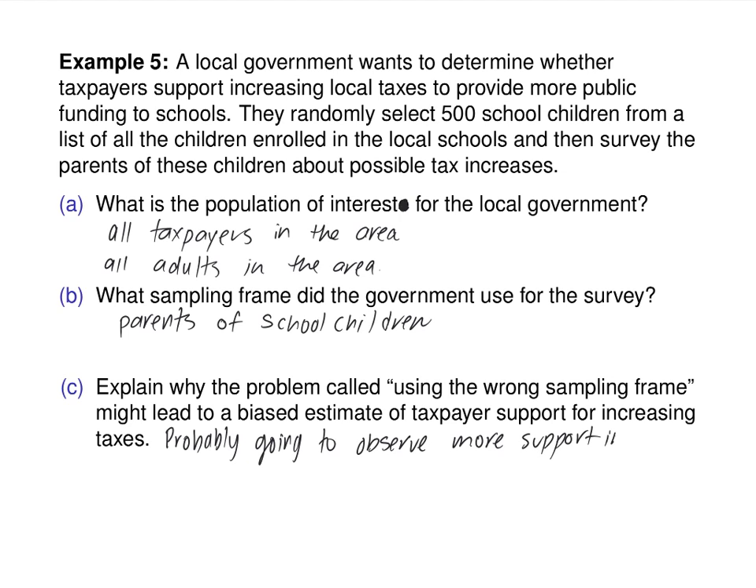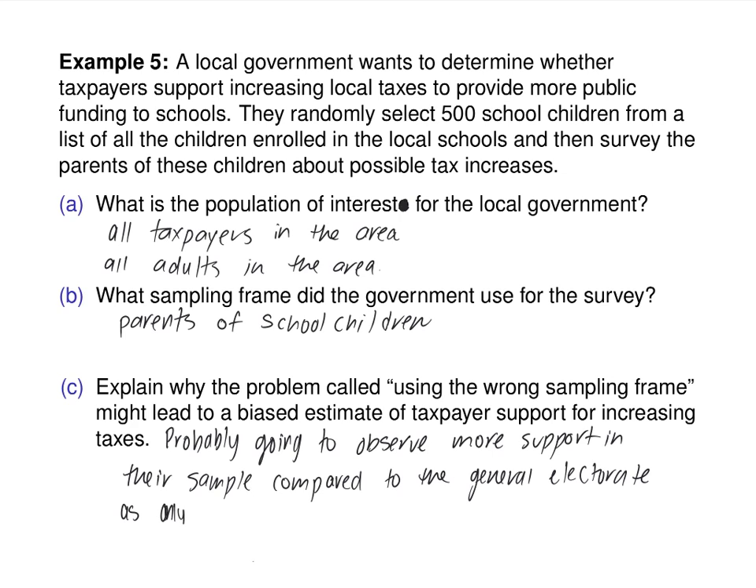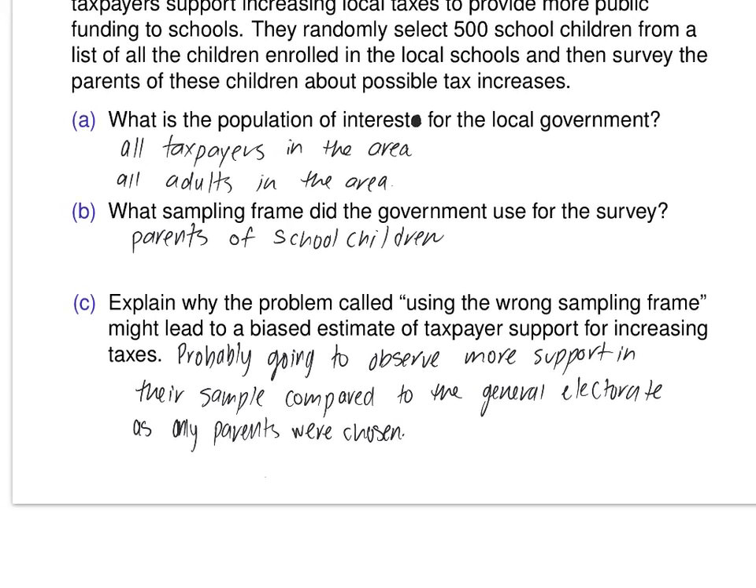So more support in their sample compared to the general population or electorate, as only parents were chosen. So that's the problem with using the wrong sampling frame.